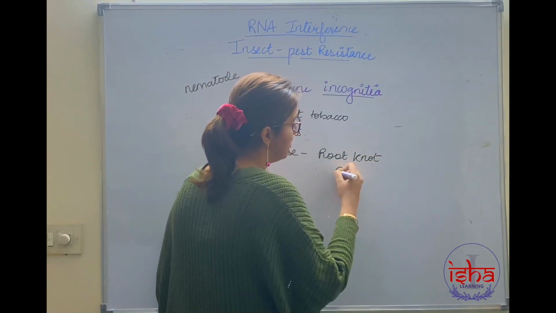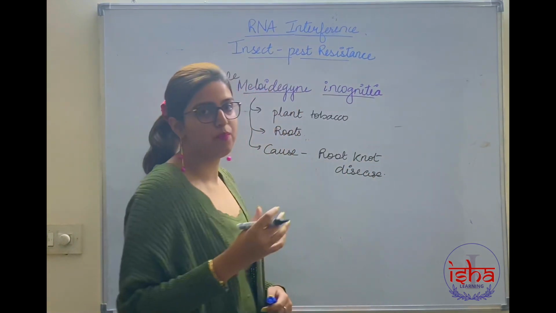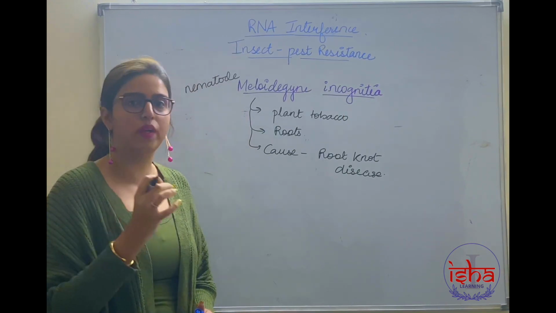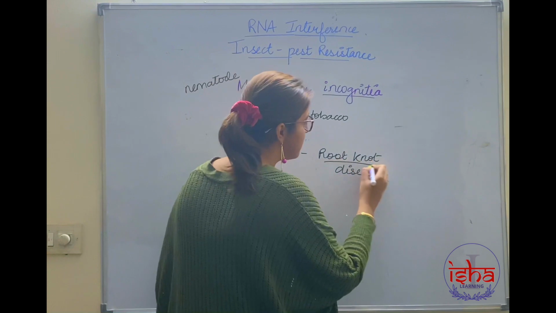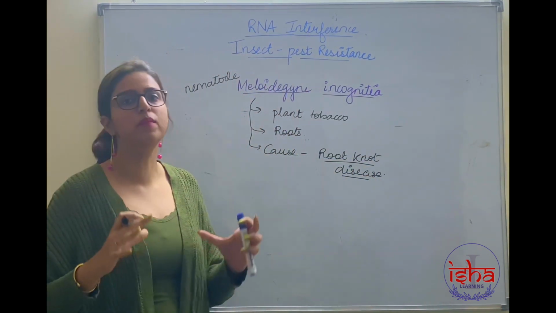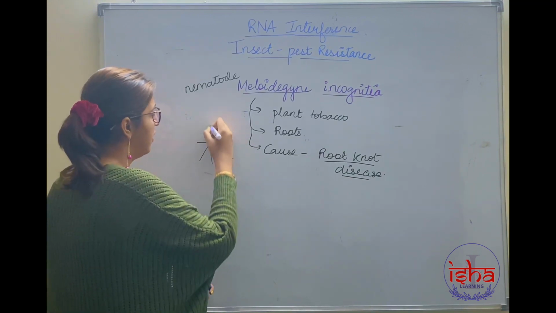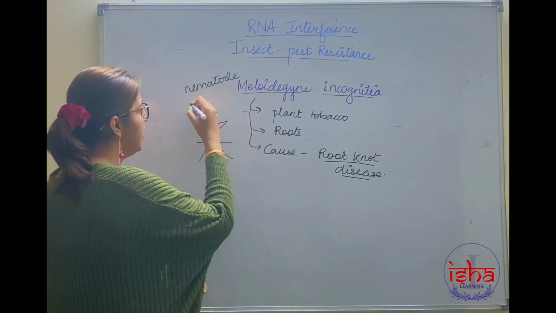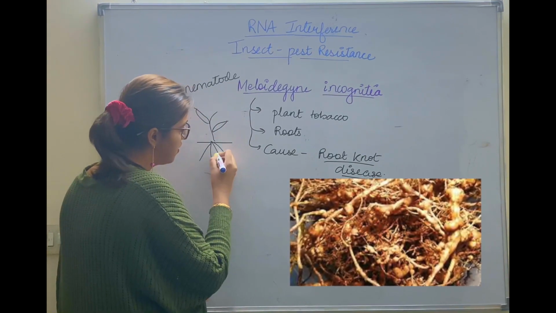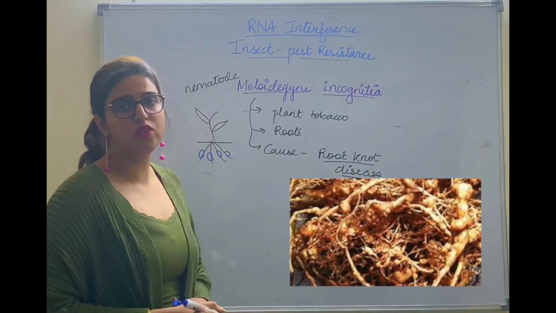The root knot disease. What is a knot? To tell you in simple words, a knot, एक गांठ होती है ना, वो होती है knot. Okay, so it causes such kind of galls in the root of the plant. Let's say this is my tobacco plant. In the roots, what is it going to form? Knots, these big galls.